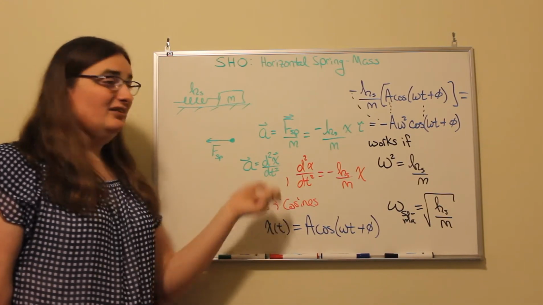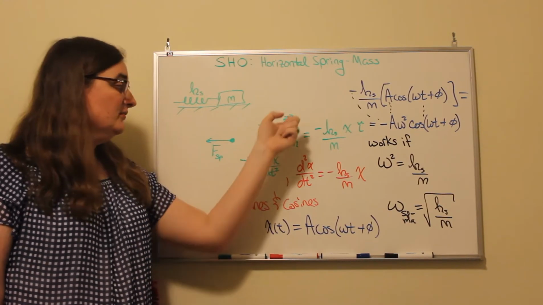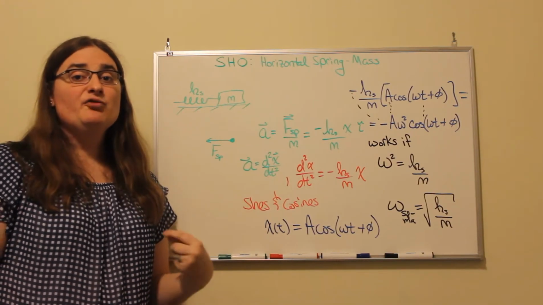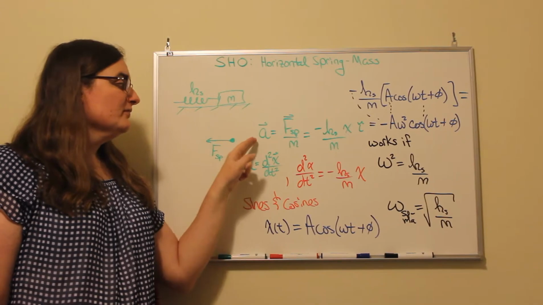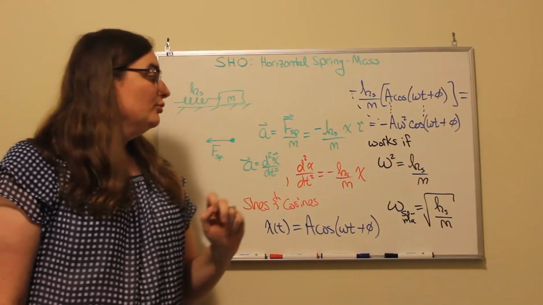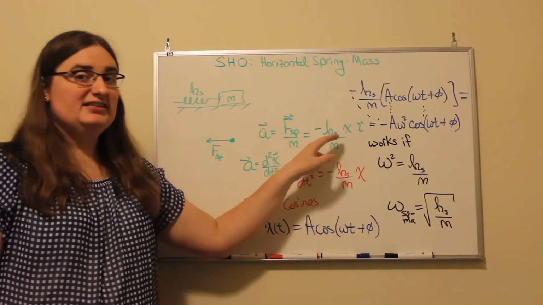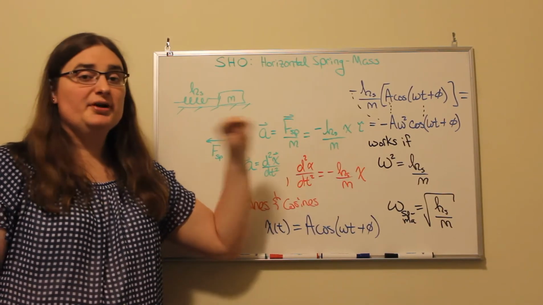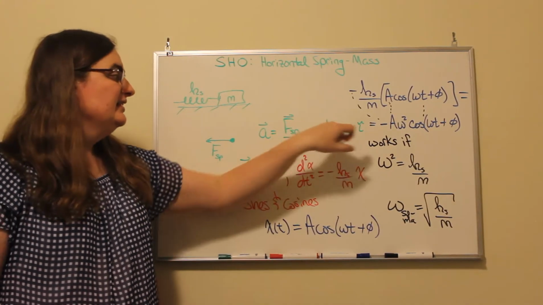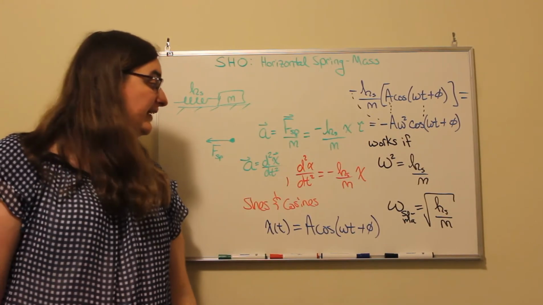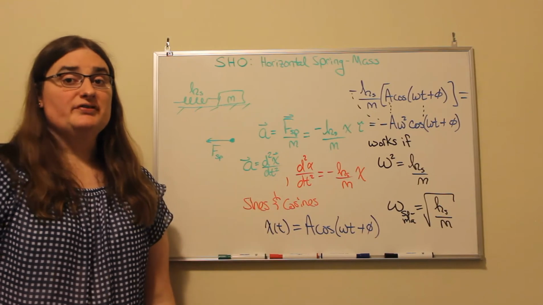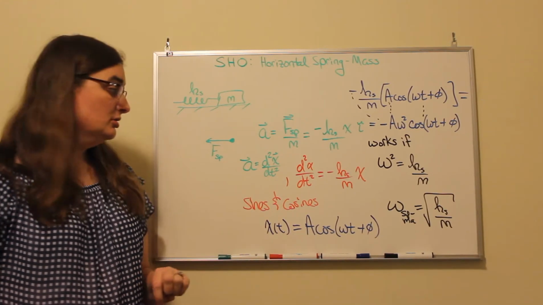So Newton's second law says our acceleration is the sum of the forces over the mass. That's just going to be our spring force divided by our mass. So our acceleration would be equal to the spring constant times our stretch x away from equilibrium divided by our mass in the negative x direction, negative i hat. Well, acceleration is a derivative. It's the second derivative of position.